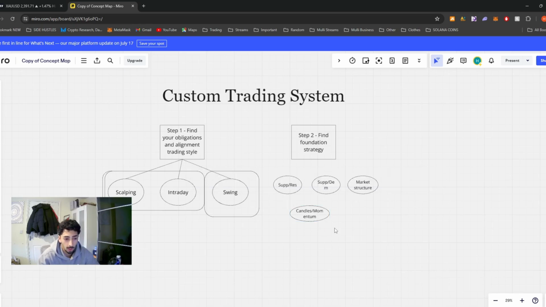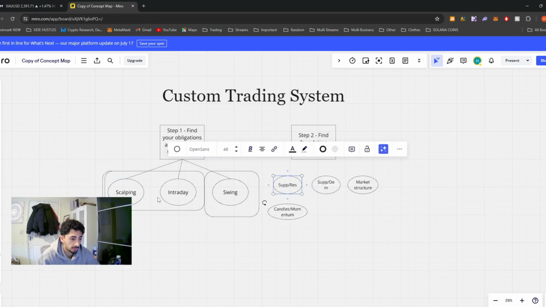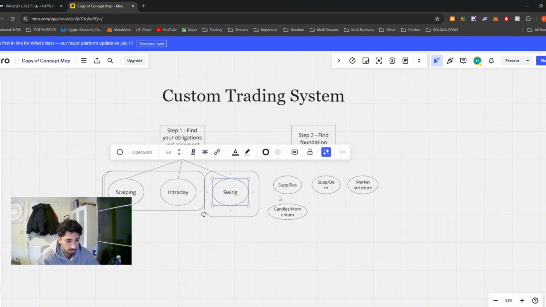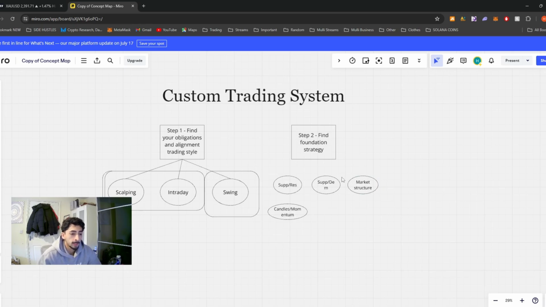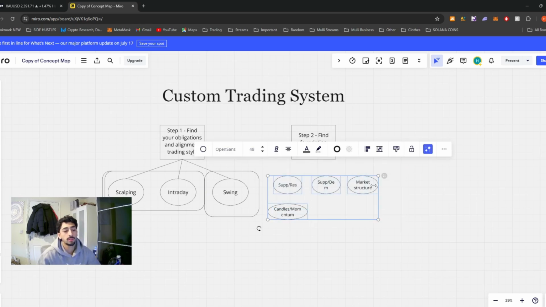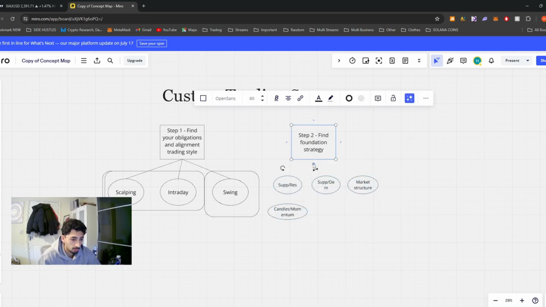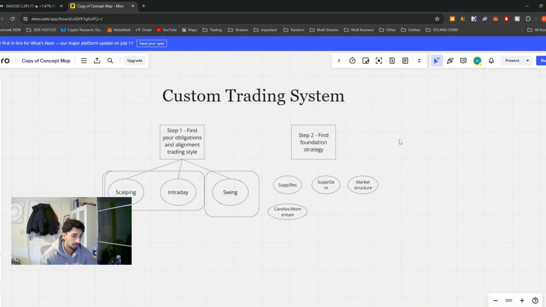That's more for the scalping guys. So this is more for the scalper or intraday, this is more for the swing, and this is more for the swing intraday. Okay, now you need to find this, and this obviously takes a bit of diving around. You may need a mentor for this.